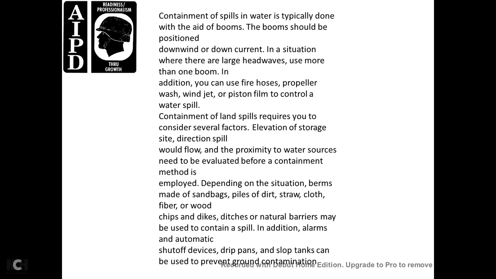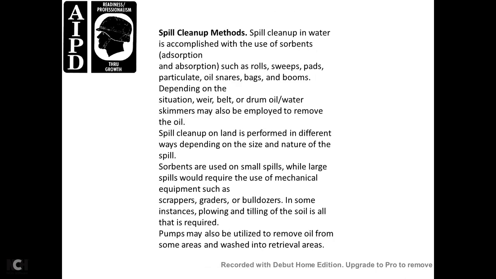In addition to alarms, automatic shut-off devices, drip pans, and slop tanks can be used to prevent ground contamination. Spill cleanup methods. The spill cleanup on water involves the use of absorbents such as rolls, sweep, bed, and particular oil snares, bags, and boom. Depending on the situation, a belt, drum, oil-water skimmer may also be employed to remove the oil.